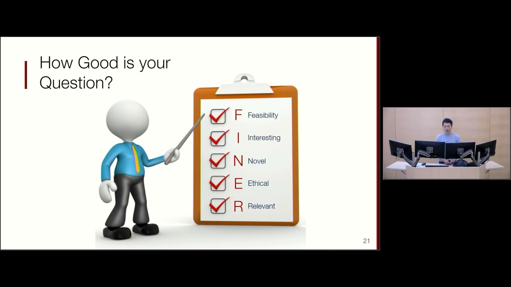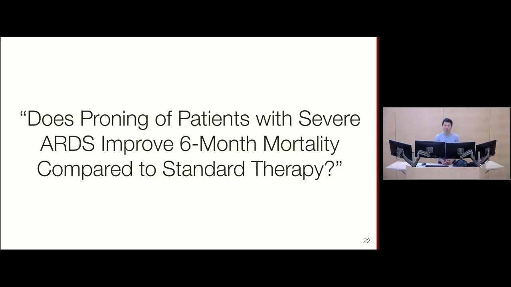E stands for ethical. Nowadays, no one can do research without obtaining Research Ethics Board approval, so your question must be ethical. And R stands for relevant. Being a clinician, unlike being a basic scientist, I'm sure that you're going to be interested in research that's relevant to your clinical practice. So going back to the question that we were working on before, let's try to apply the components of the FINER criteria. Would this research be feasible? Sure, depending on the type of research that you want to do. If you want to take some patients from the ICU and try to use proning as a treatment, then maybe.